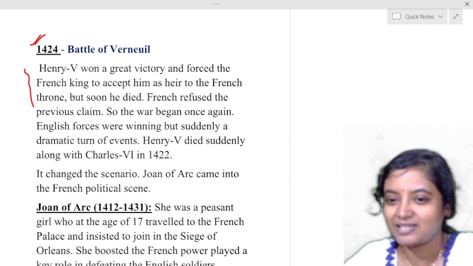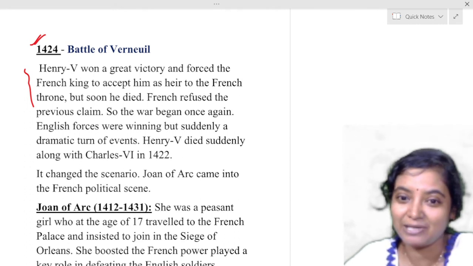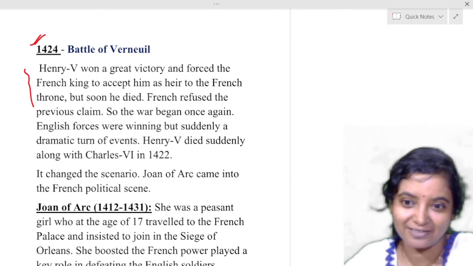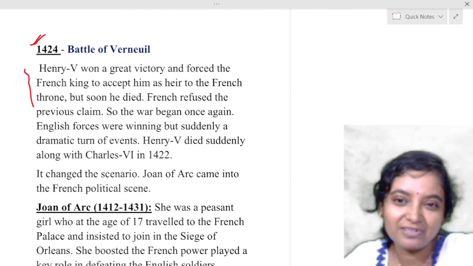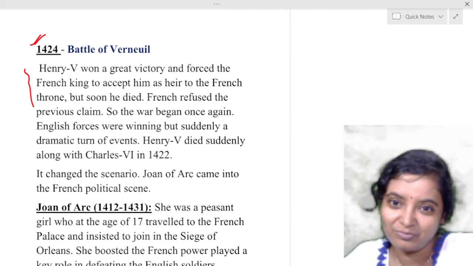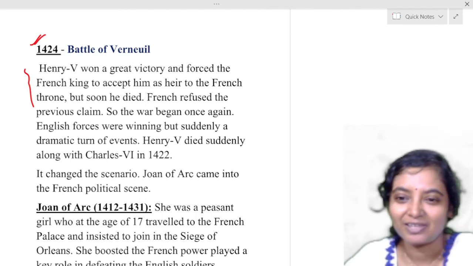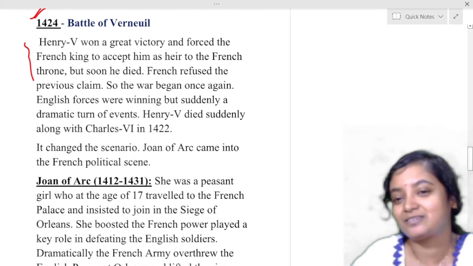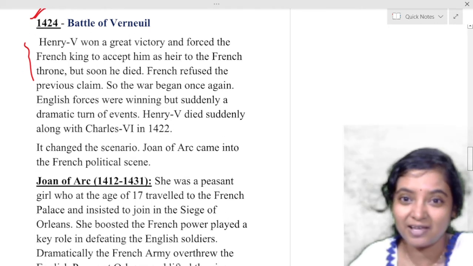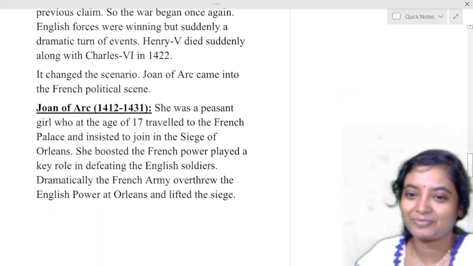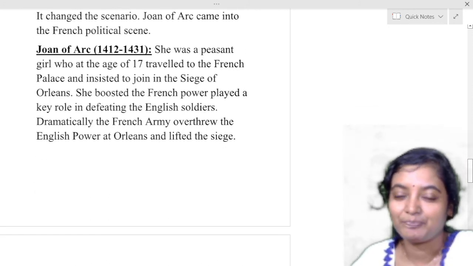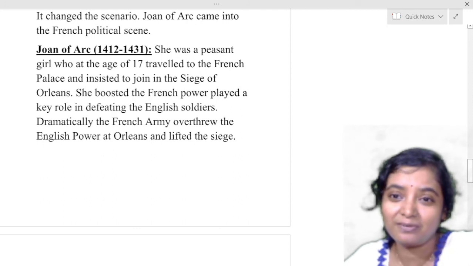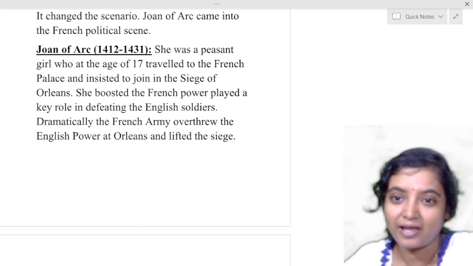And what was the change? Joan of Arc came into the French political scene. She was the miracle girl. Have you read Saint Joan by Bernard Shaw? In that, Bernard Shaw dramatized Joan of Arc in glory. She was just a glory. Joan of Arc, 1412 to 1431, a very short lifespan.